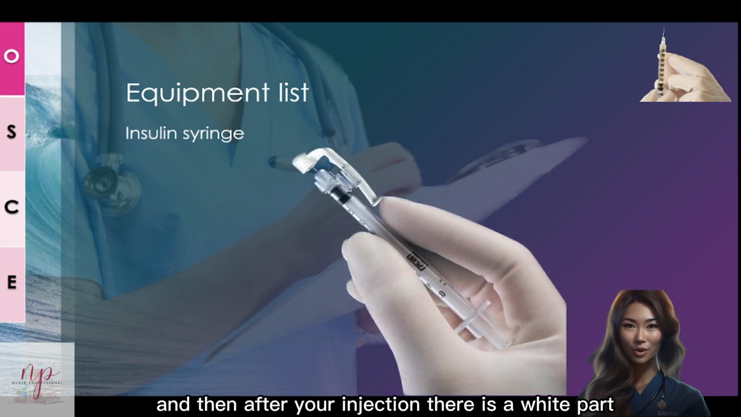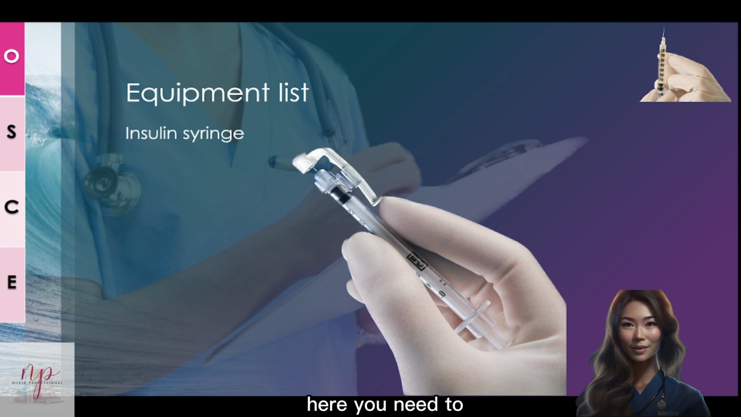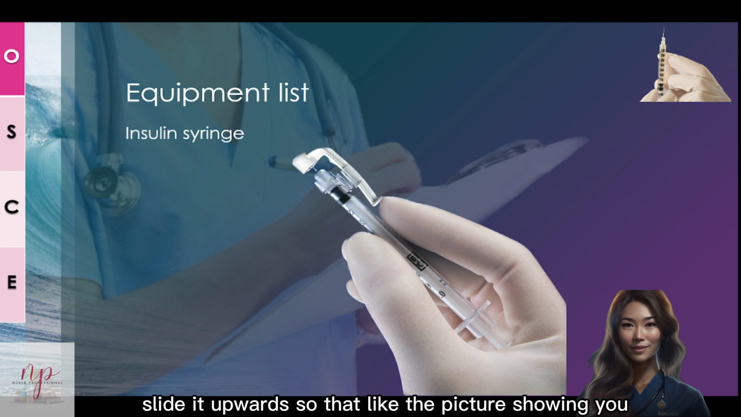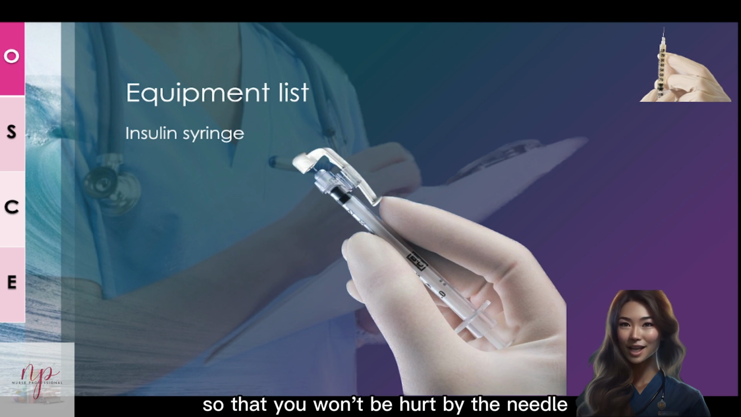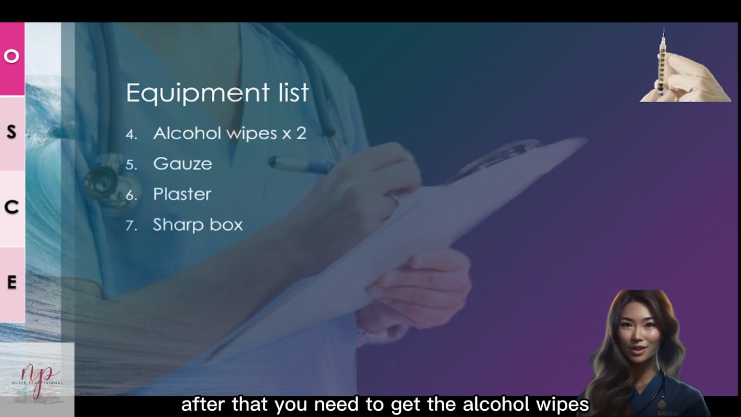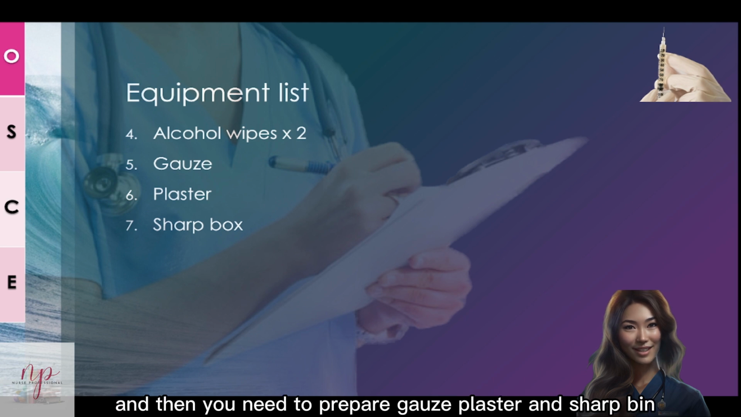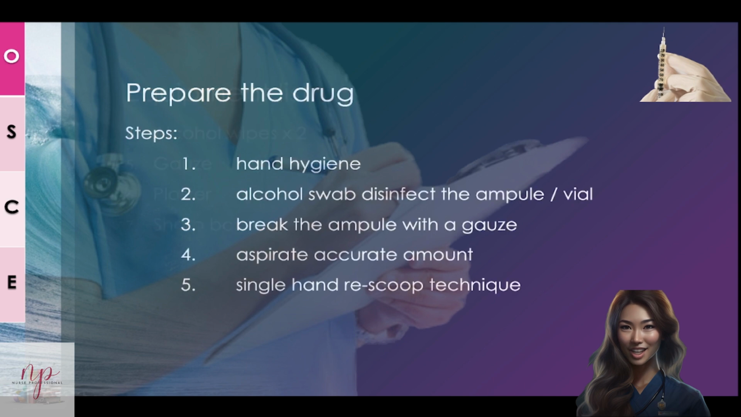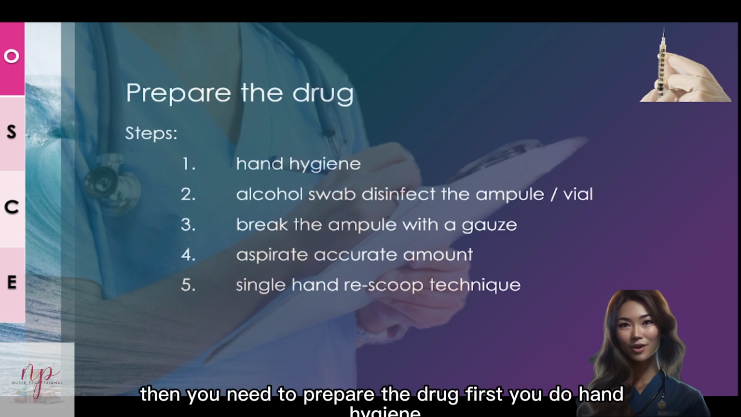And then after your injection, there is a white part here. You need to slide it upwards like the picture showing you, so that you won't be hurt by the needle. After that, you need to get the alcohol swabs, and then you need to prepare the gauze, plaster and sharps board. Then you need to prepare the drug.